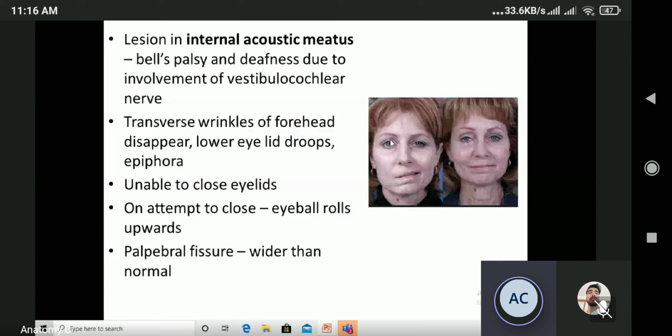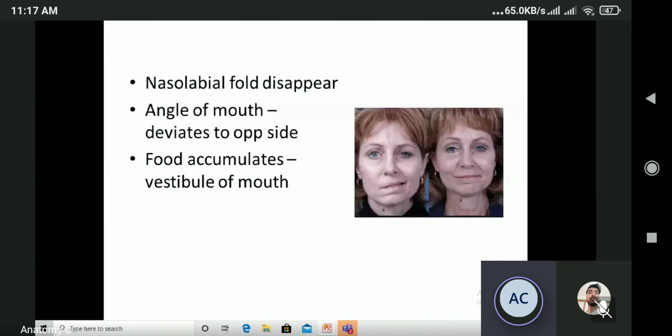And when you ask the patient to close the eyes, what happens? The patient won't be able to close the eyelids, because of the facial nerve involvement of the muscles around the eye. So when the patient tries to close, the eyeball rolls upward. Okay, so the eyeball usually rolls upward. And here you can see the palpebral fissure is wider than normal. So these are the different signs and symptoms.